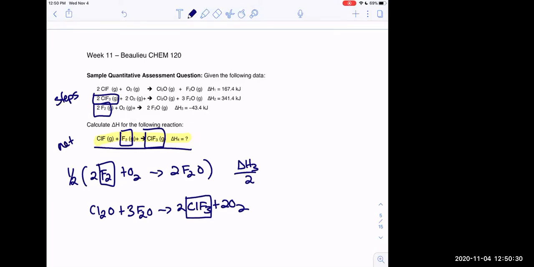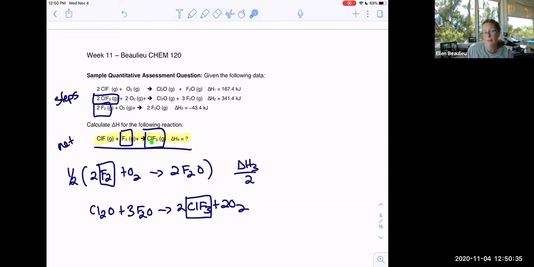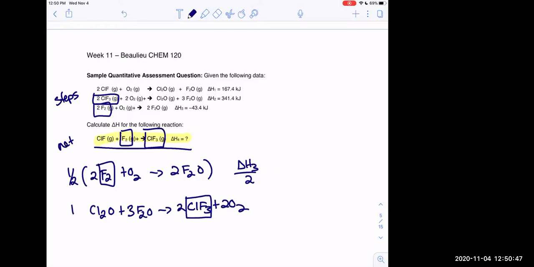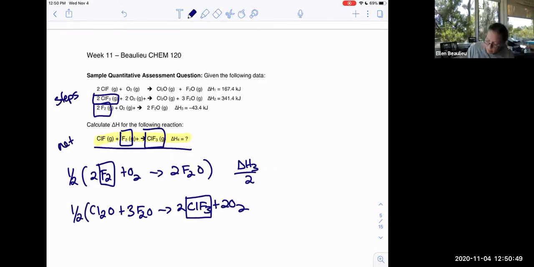No, I only have 1 mole of ClF3 in my product side. Does everybody see that? And I have 2 moles of ClF3 in this step. So what else do I need to do to this step? You get rid of the 2. I've got to multiply everything by a half. So what happens to delta H2?